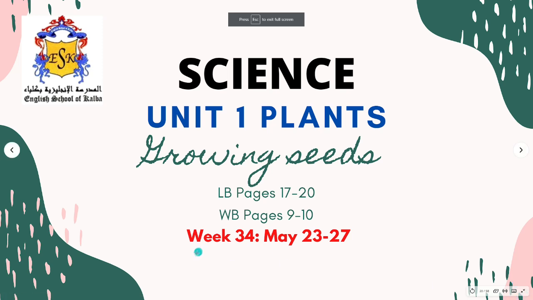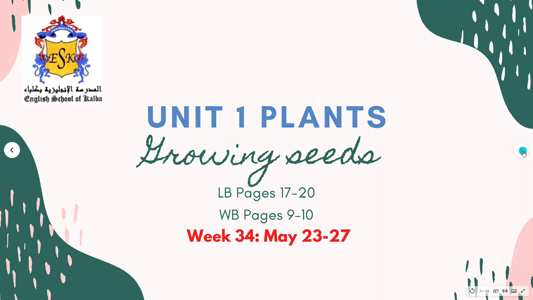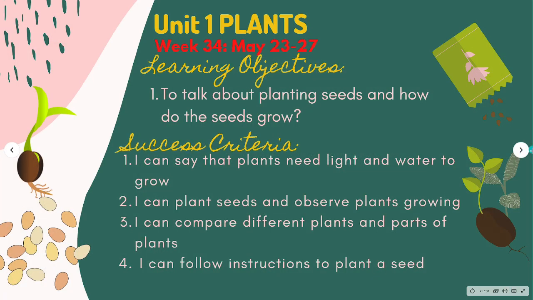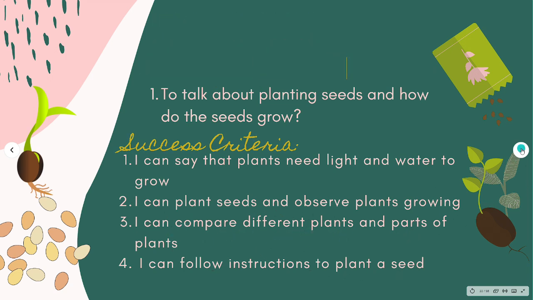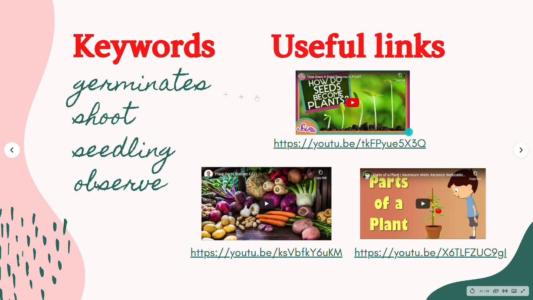Hello, future scientists! In Unit 1 Plants, we will talk about planting seeds and how the seeds grow. After the lesson, you can assess yourself if you can say that plants need light and water to grow, if you can follow instructions to plant a seed and observe plants growing, and can even compare different plants and parts of plants. Here are the keywords to support us in our topic.